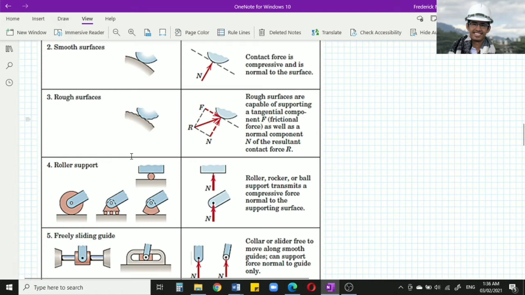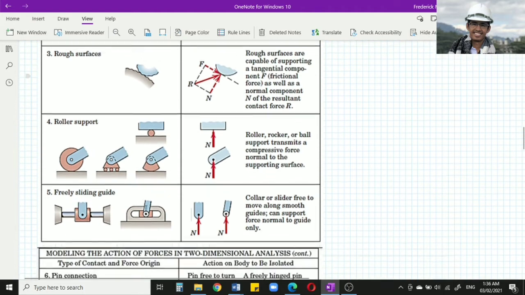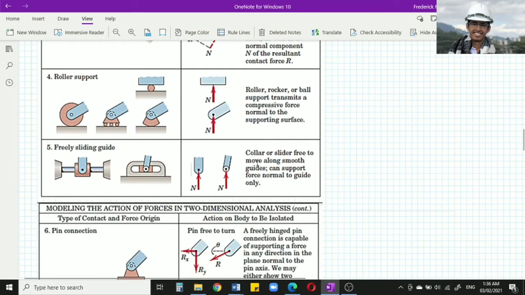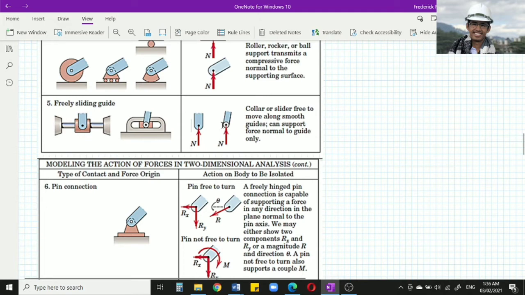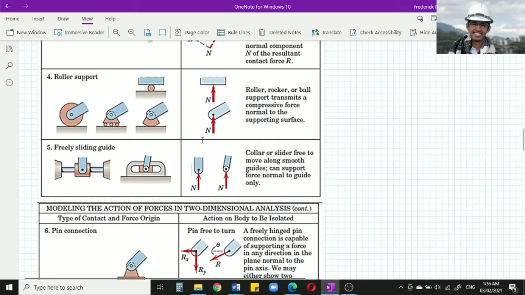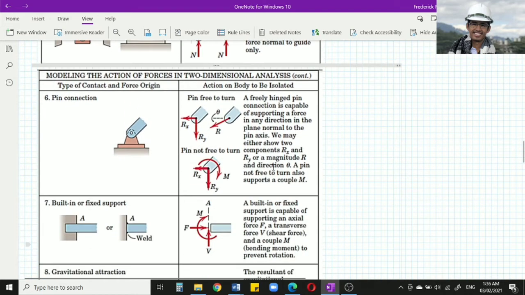So next we have the roller support. A roller or rocker or ball support transmits a compressive force normal to the supporting surface. Okay, and we have a free sliding guide. So same din. Collar or slider free to move along smooth guides can support force normal to the guide only. Okay? So, isa lang yung force na ina-exert natin sa both roller and dun sa free sliding guide. Always normal force. So, isang force lang. Okay? Next, we have the pin connection.